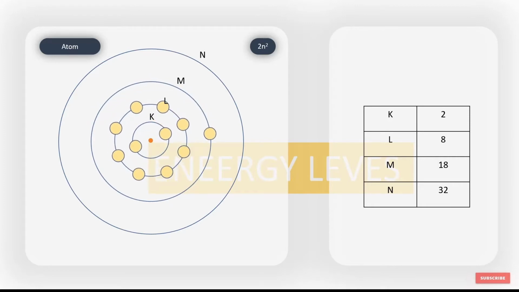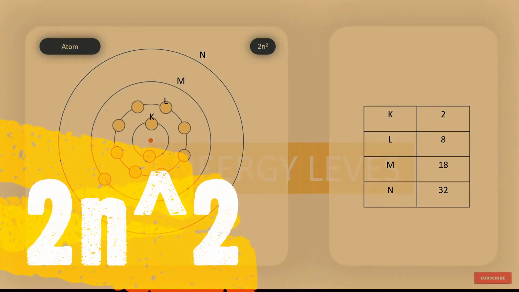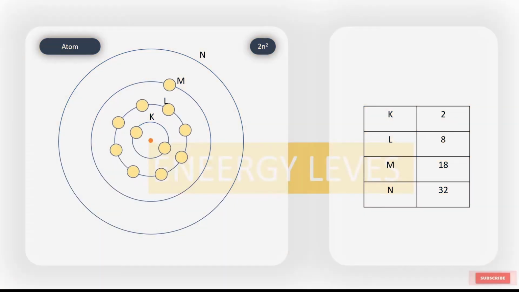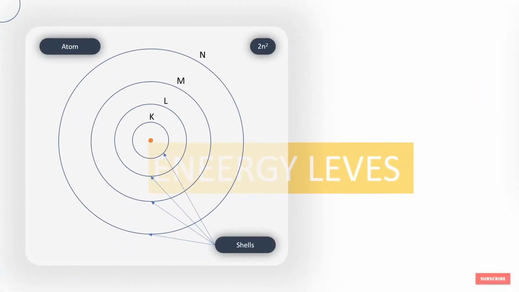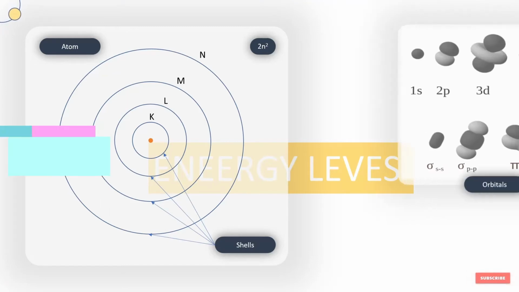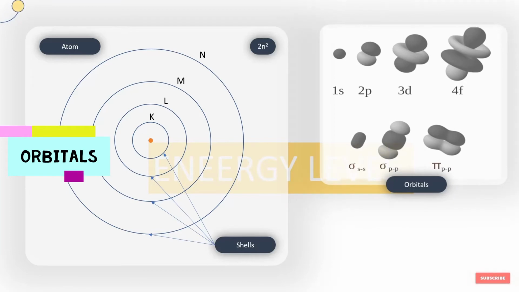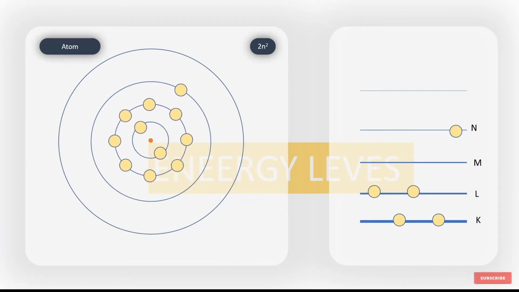The number of electrons that can be accommodated in a particular shell can be found using the formula 2n², wherein n is the energy level. The electrons inside these shells or energy levels don't revolve around the nucleus of an atom in a circular or elliptical path. Instead, they are found in weird shapes called orbitals, as shown. We won't be bothering about orbitals for the generation of light photons, okay?